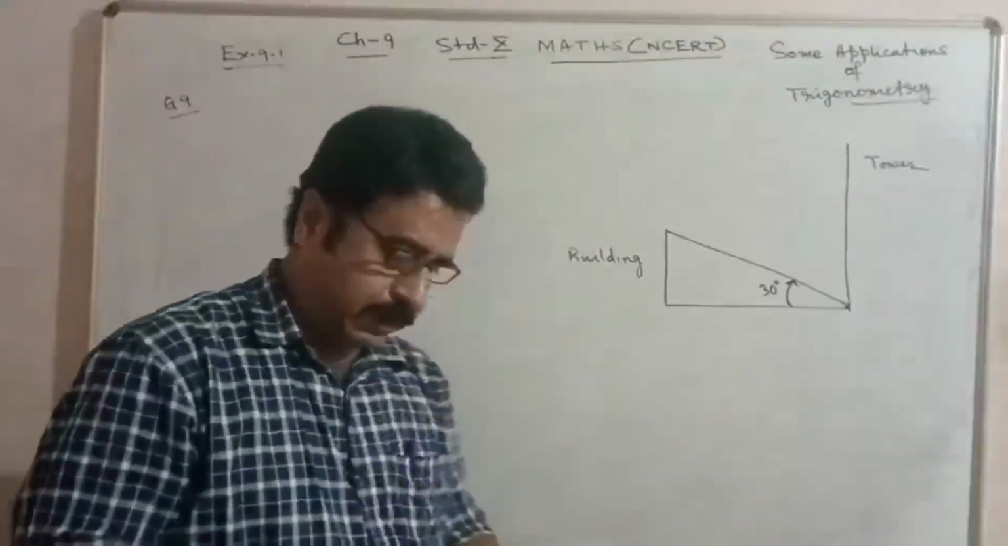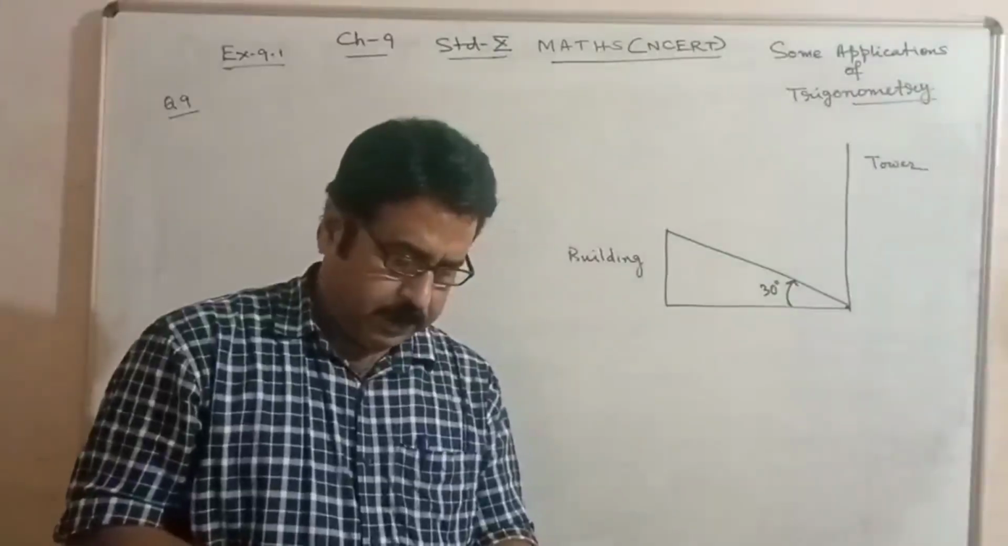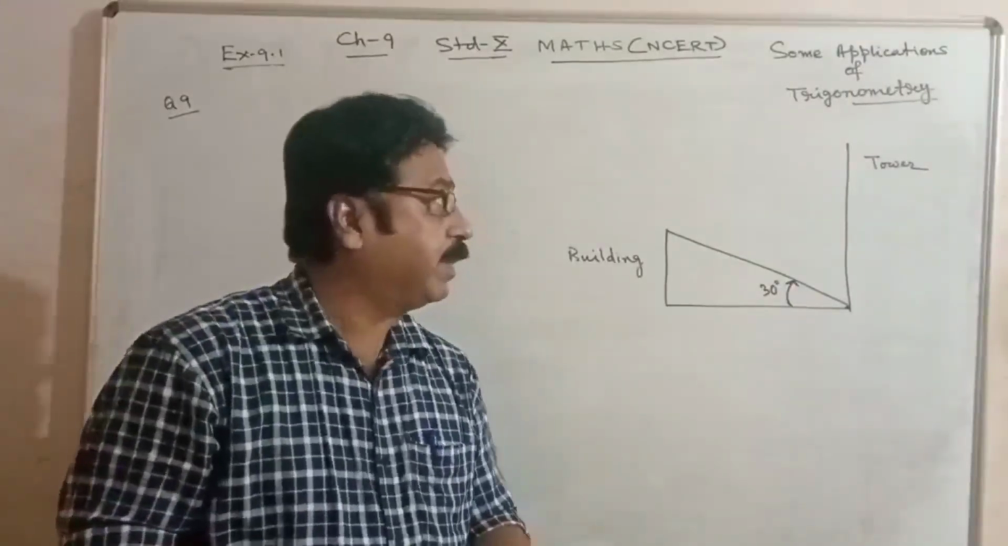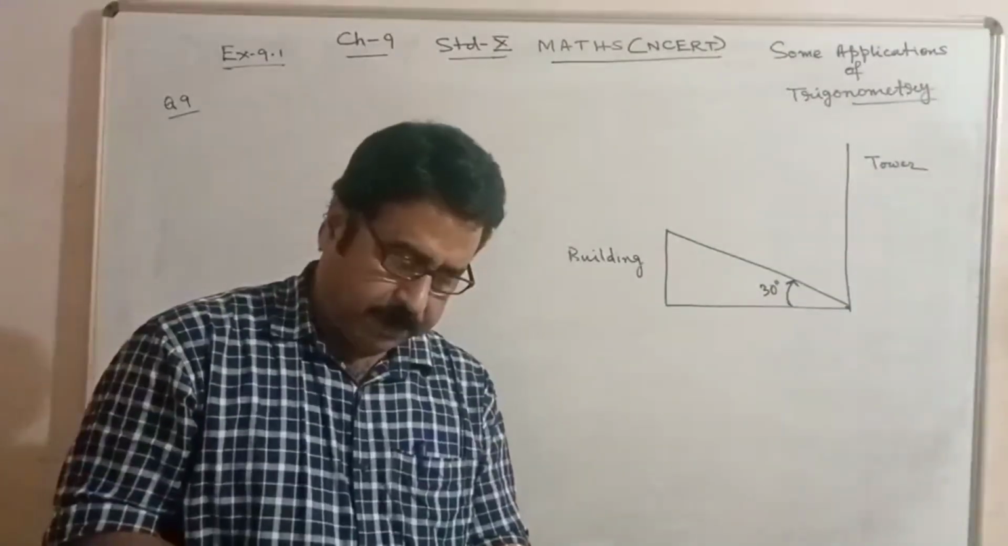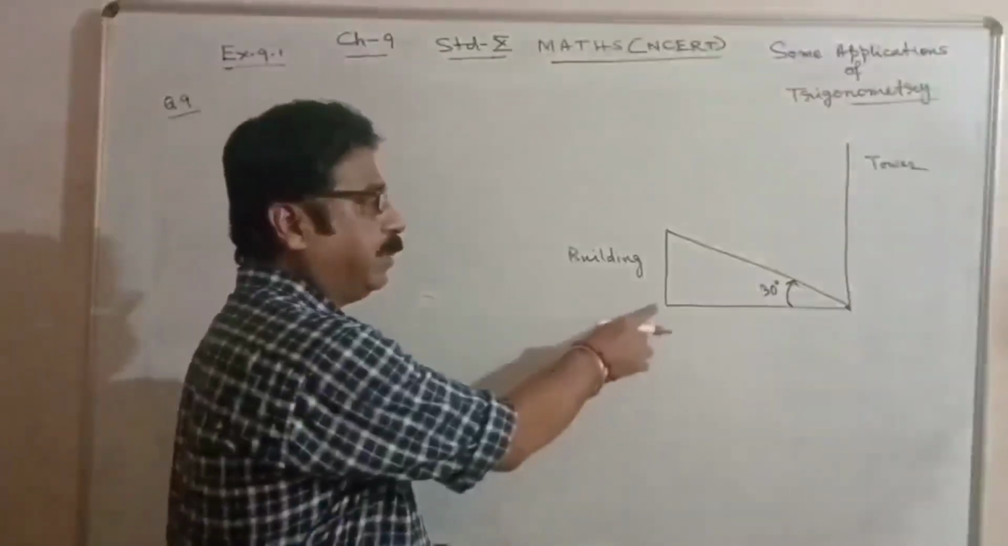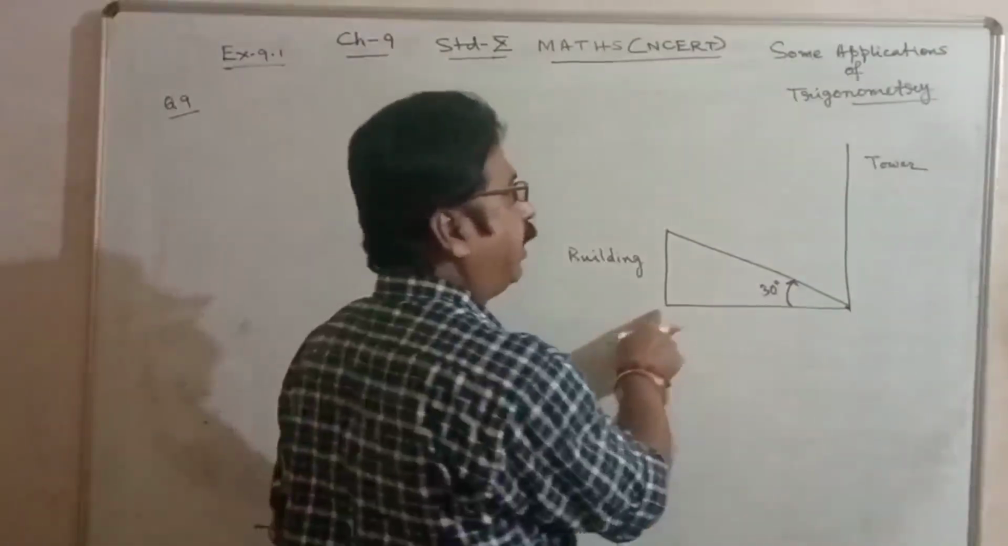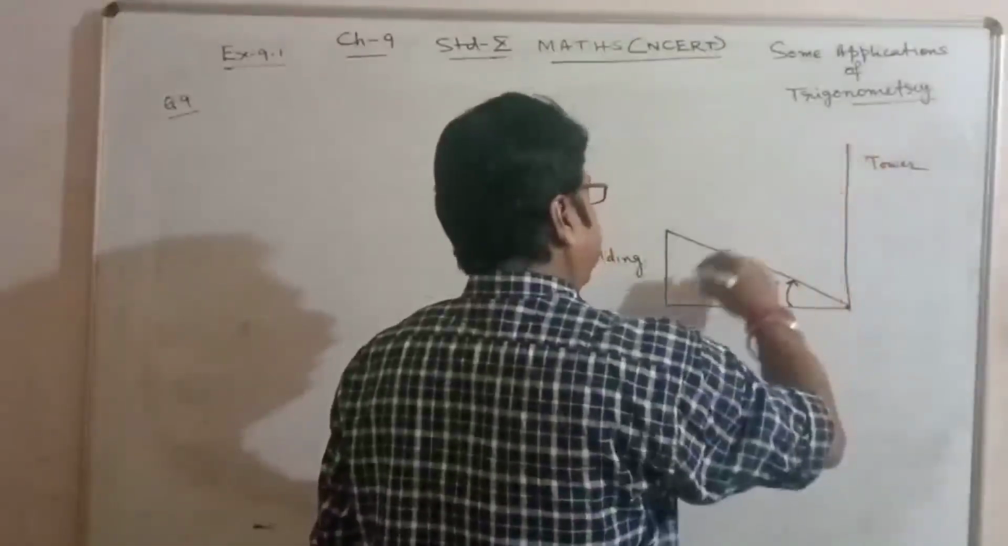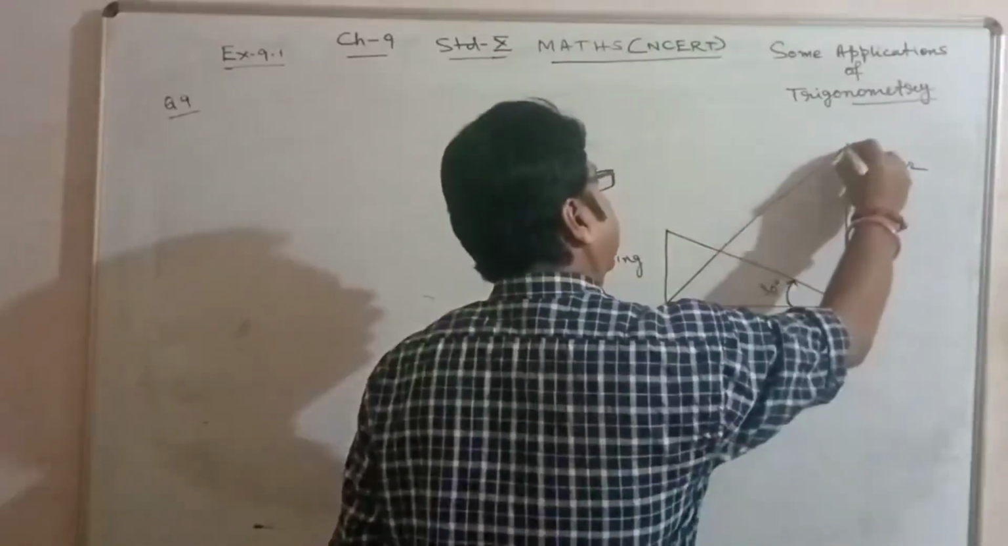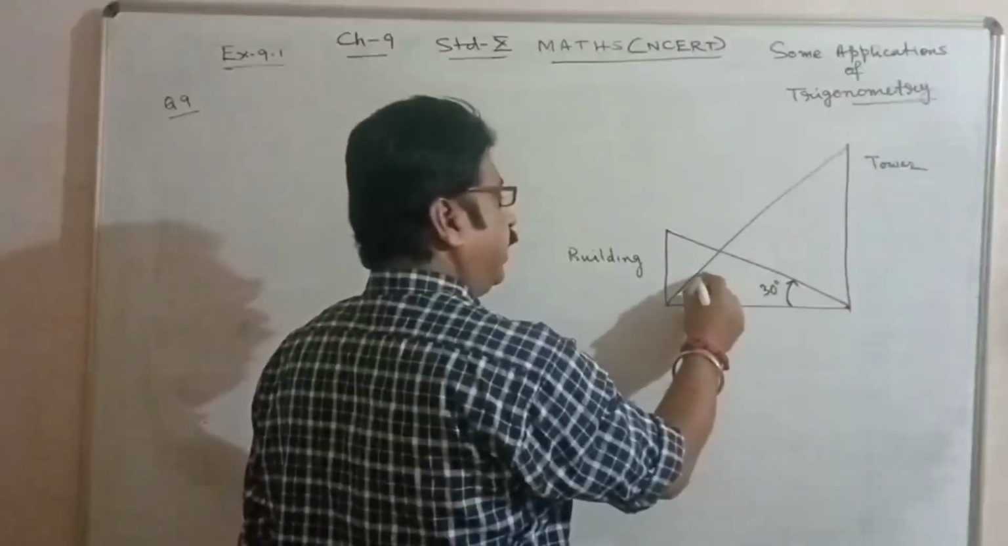Next, the angle of elevation of the top of the tower from the foot of the building. It is the foot of the building. From the foot of the building, we are seeing the top of the tower. This angle of elevation, it is 60 degree.